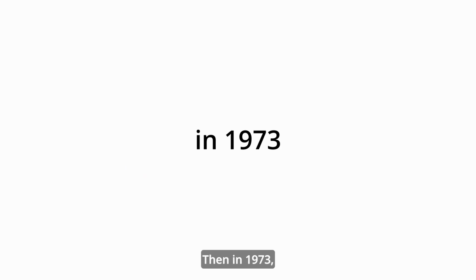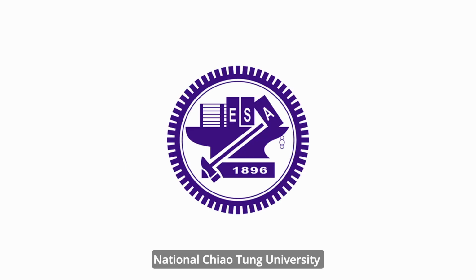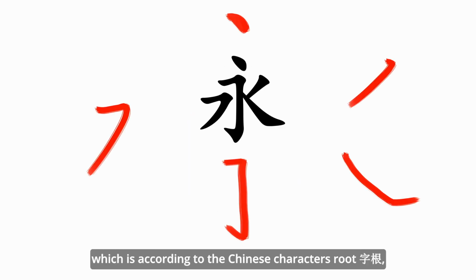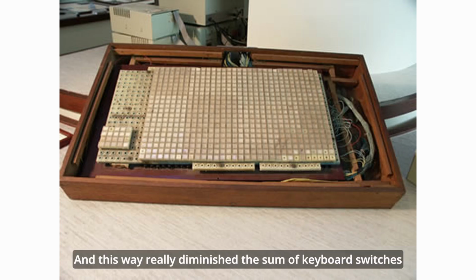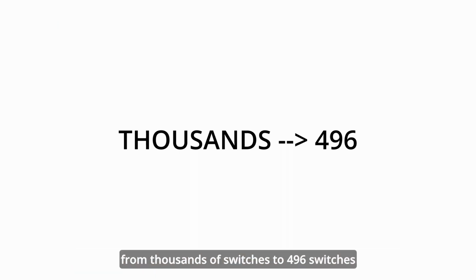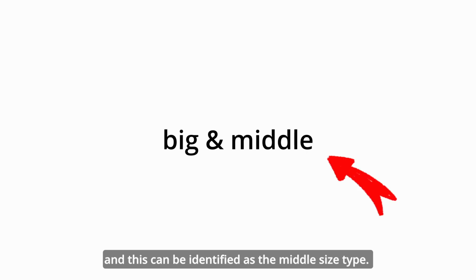Then, in 1973, National Chiao Tung University made another kind of keyboard, which was designed according to the Chinese character root, 字根, a part of the character. This way really diminished the number of keyboard switches from thousands to 496 switches. And this can be identified as the middle-size type.